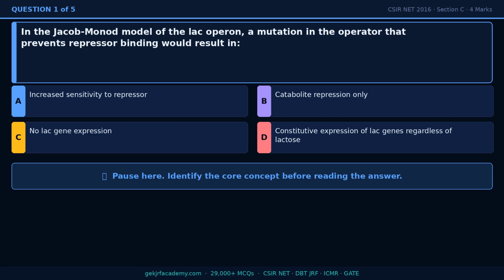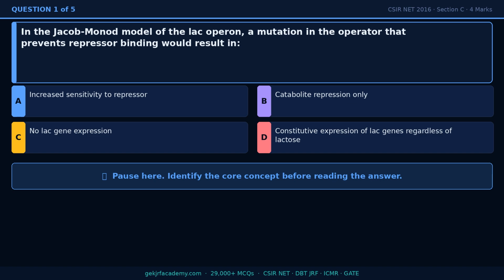In the Jacob Monod model of the lac operon, a mutation in the operator that prevents repressor binding would result in: Option A, increased sensitivity to repressor. Option B, catabolite repression only. Option C, no lac gene expression. Option D, constitutive expression of lac genes regardless of lactose.